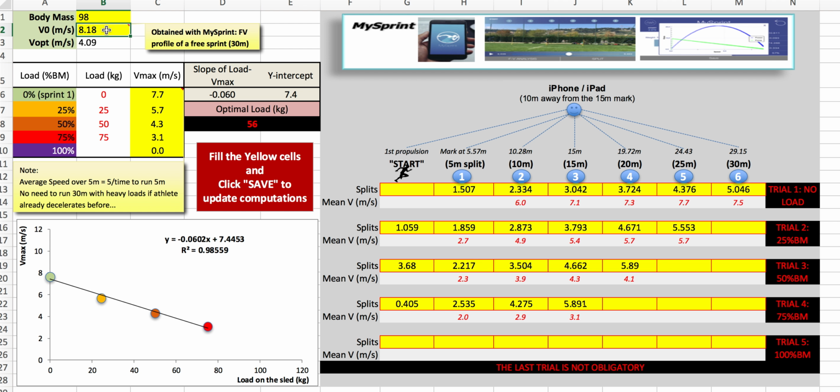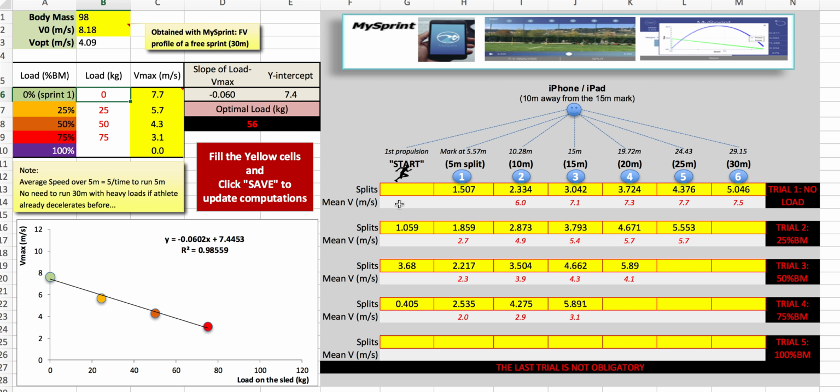So for the free sprint, you fill the V0 value that you had from that sprint. Okay? Then, for sprint number 1, that's the free sprint that you just did, you type here again the 5, 10, 15, 20, 25 and 30 meter split times from the MySprint app that you can read on the screen, and automatically you will see here calculated the 5 meter average speed. And then the app will collect the maximum velocity speed in front of the 0 kilo resisted load.